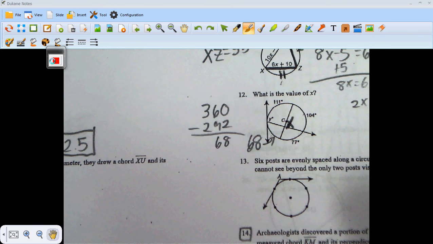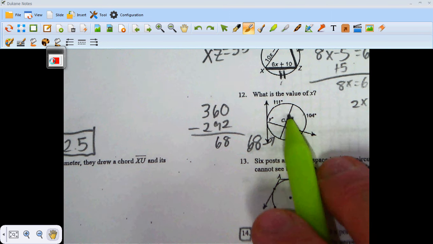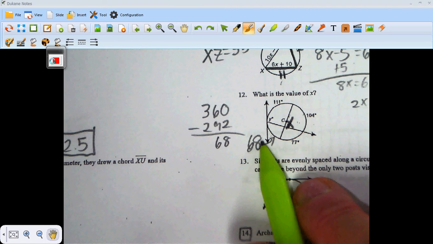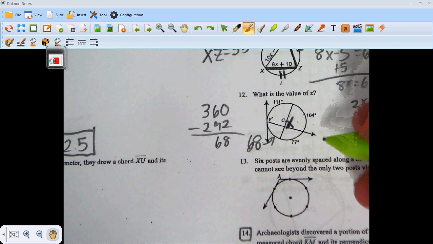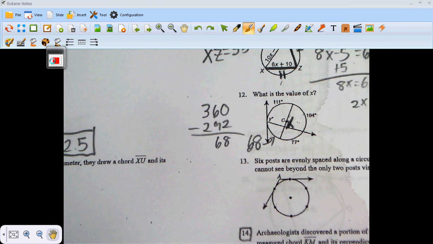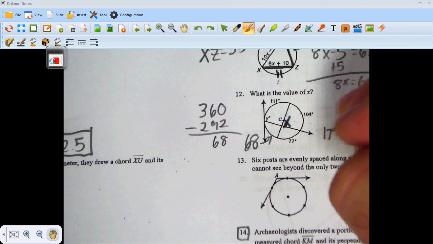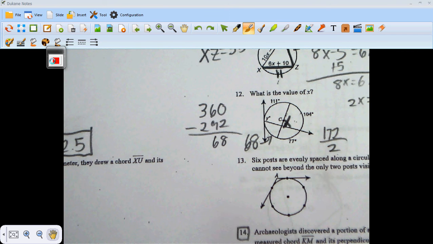Well, now, in order to find this angle here, I have to take 104 plus 68, and that gives me what? 104 plus 68. You got calculators. Let's go. 172. Thank you. So I have 172 divided by 2 gives me what?